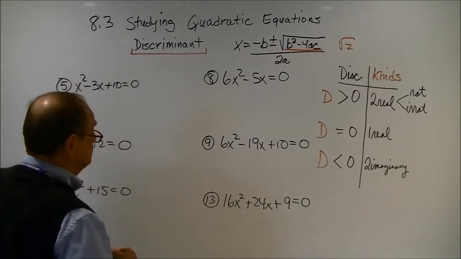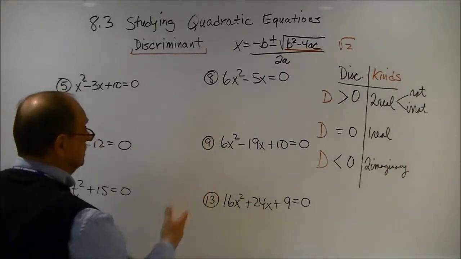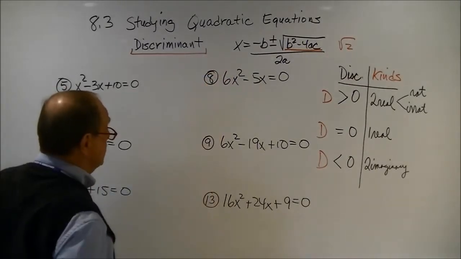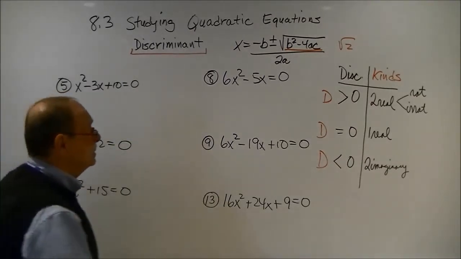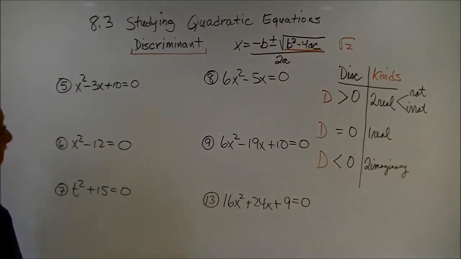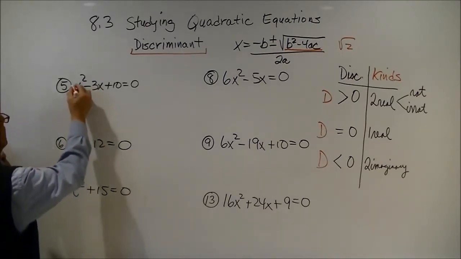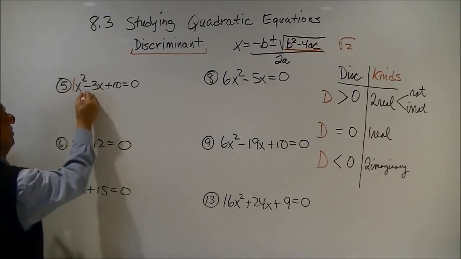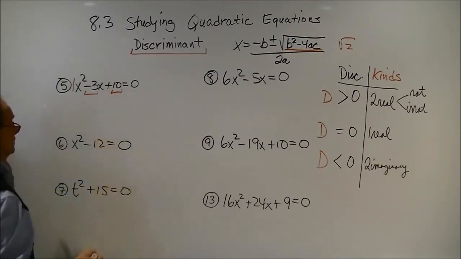And they're wondering, well, how do you determine the number and kinds of solutions you're going to get from a quadratic equation? Well, the answer is you look at the discriminant. And keep in mind, the discriminant has A, B, and C in it. So what you have to do, again, is be sure something is in standard form, so you recognize what's A, B, and C. Well, here A is 1, B is a negative 3, and C is 10.